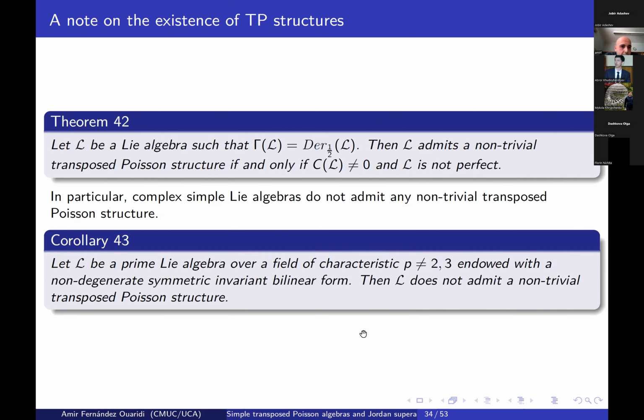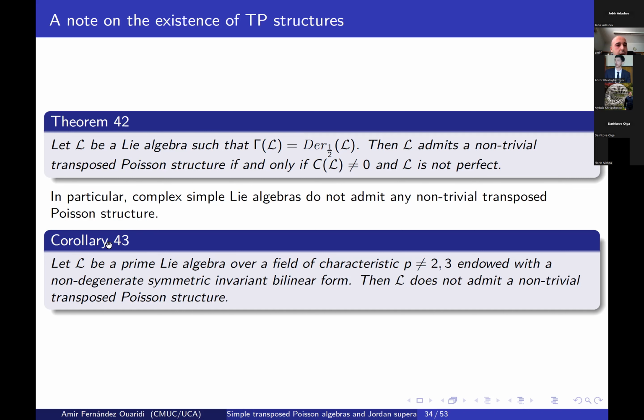Also, if we have a Lie algebra with this property, the centroid coinciding with the one-half derivations, then L admits a non-trivial transposed Poisson structure if and only if the center of L is different from 0 and L is not perfect. In particular, complex simple algebras do not admit any non-trivial transposed Poisson structure.